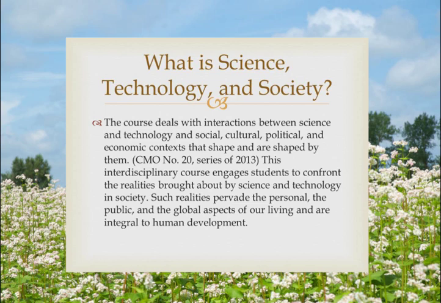What is Science, Technology, and Society? The course deals with interactions between science and technology and social, cultural, political, and economic contexts that shaped and are shaped by them. This interdisciplinary course engages students to confront the realities brought about by science and technology in society. Such realities pervade the personal, the public, and the global aspects of our living and are integral to human development.